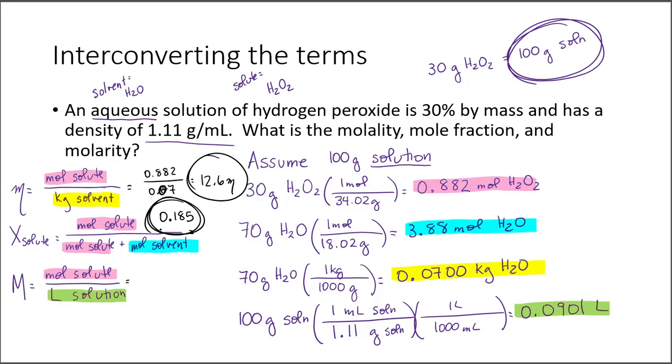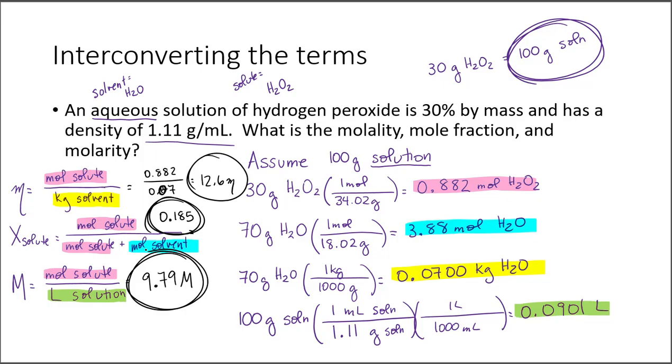Last but not least, we have the molarity. 0.882 divided by 0.0901. And I got 9.79 molar. Let me just double check and look at this, make sure that it all makes sense. 0.882 over 0.0901. Yep. So again, not particularly challenging.